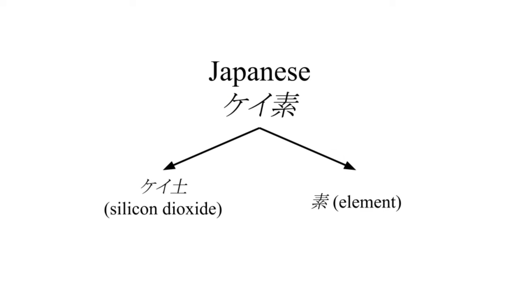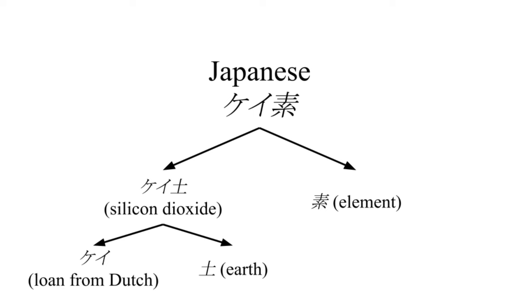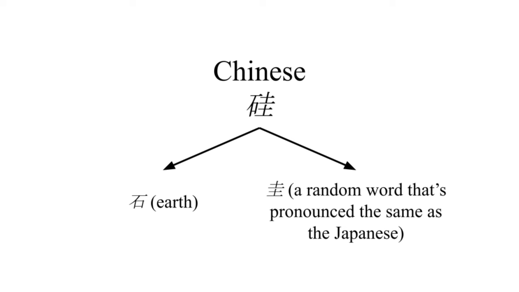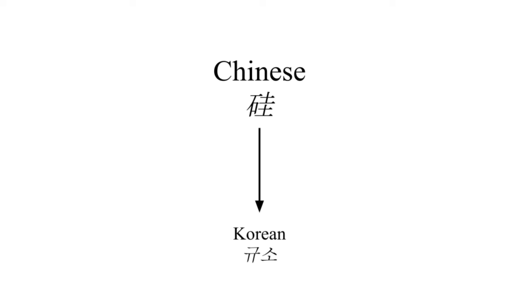Japanese uses keiso, the so meaning element, and the kei was originally part of keido, the do meaning earth. And the K is loaned from the Dutch kearda, which follows the diminutive of stone pattern. The Chinese gui or guai is then loaned from that Japanese, and the Korean gyuso is loaned from that.